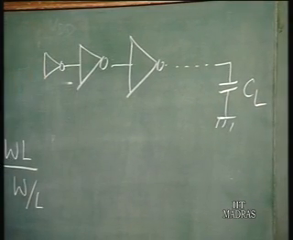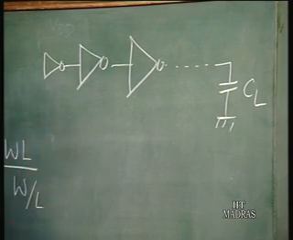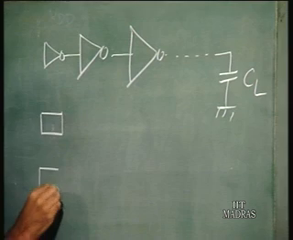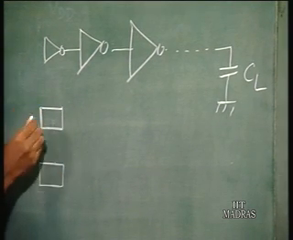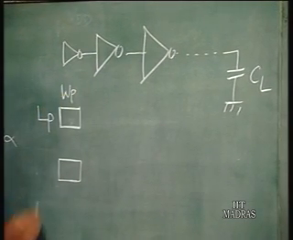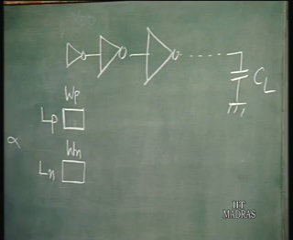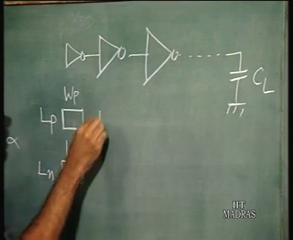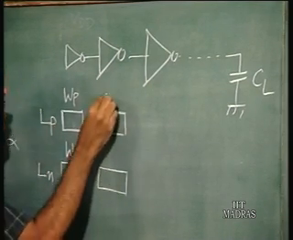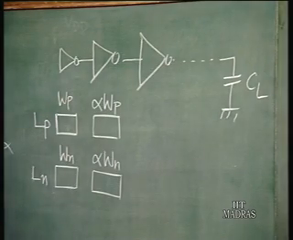So, this is our original inverter, and suppose the original inverter is like this, that is the PMOS and this is the NMOS. The PMOS has length Lp and width Wp. And the NMOS here has length Ln and width Wn. Then for the next inverter, we retain the same length, but we make this width alpha Wp and we make this width alpha Wn. That is increased by a factor alpha.